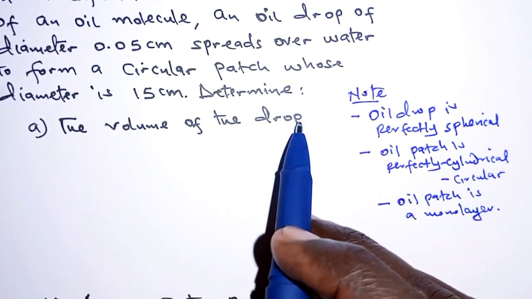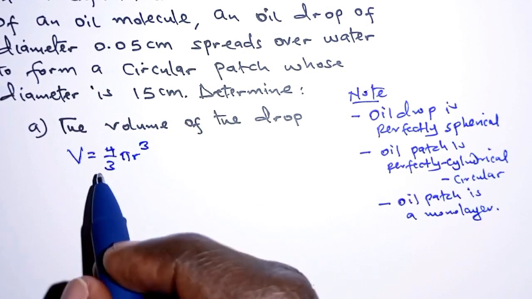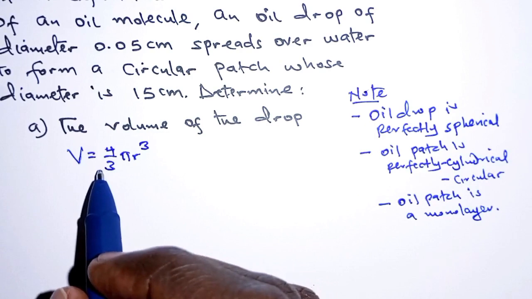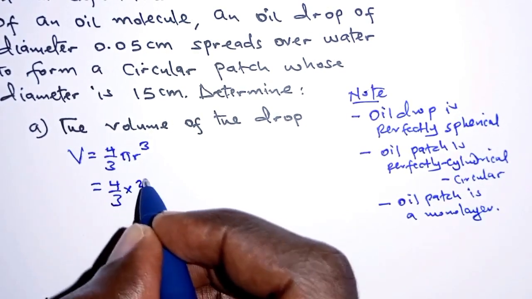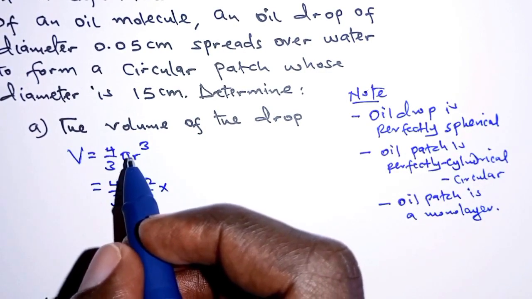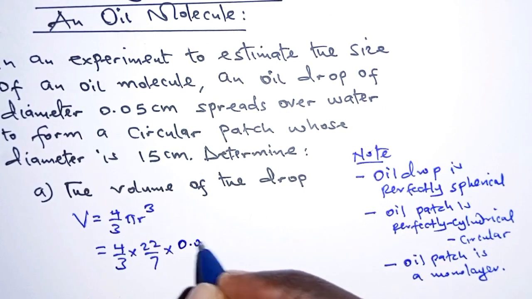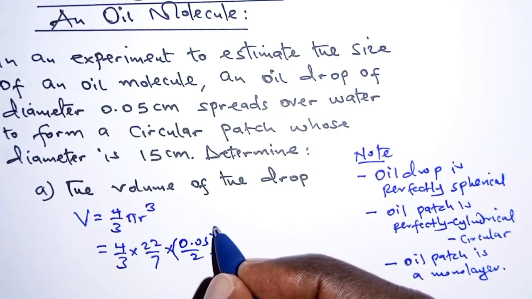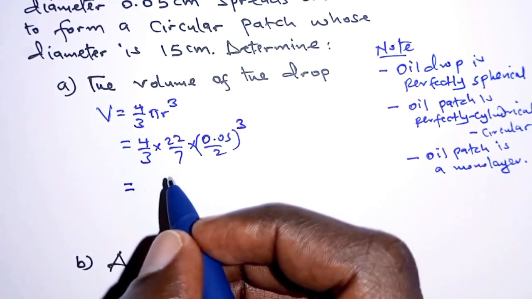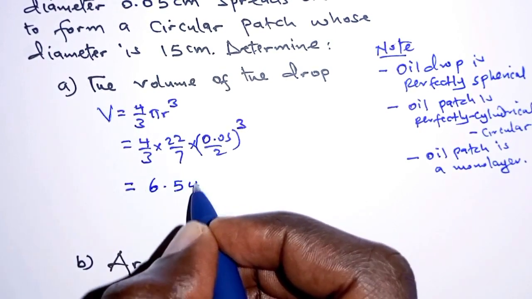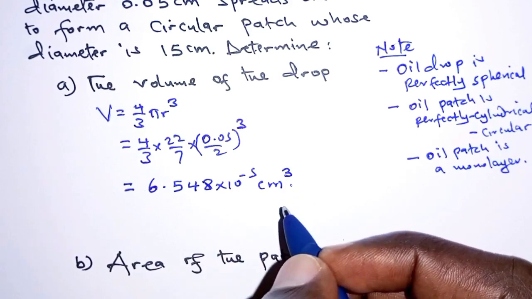So we have the volume of the drop calculated as 4/3 pi r cubed. So we are assuming that the oil drop is perfectly spherical, and therefore we use the formula for the volume of a sphere, and this we will have as 4/3 times pi. Let's use 22/7 times the radius. The diameter is 0.05, so we'll have the radius as 0.05/2, that is half the diameter, and then we cube it. This worked out should give us 6.548 times 10⁻⁵ cubic centimeters. So that is the volume of the oil drop.